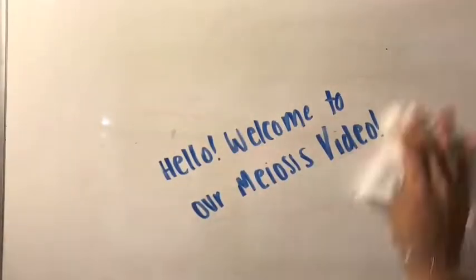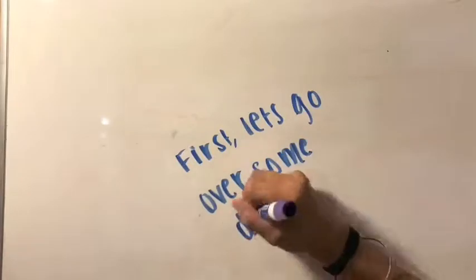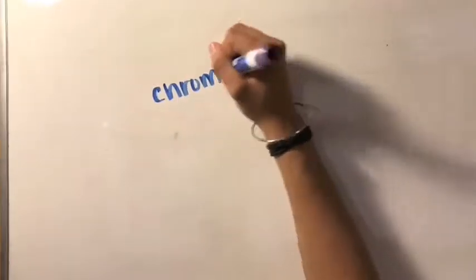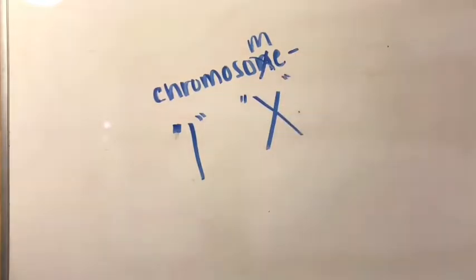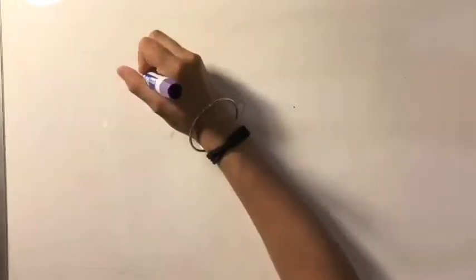Hello and welcome to our meiosis video. First, let's go over some definitions. A chromosome is a thread-like strand found in the nucleus, and it contains DNA. Here we have a single strand, chromosome I, and a double strand, chromosome X, which contains twice the genetic material.